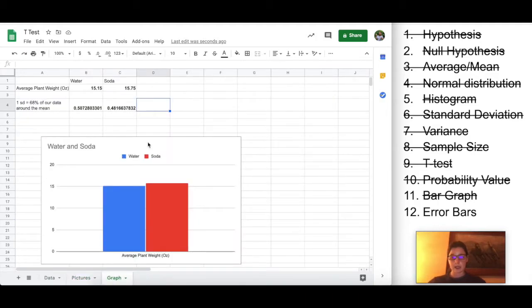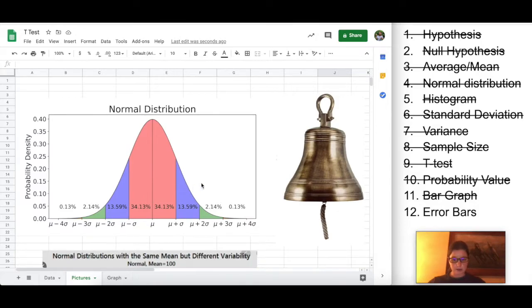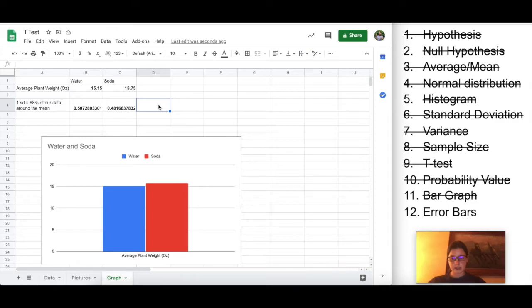Now, I would like to make error bars for more than 68% of our data. I would like to make error bars for 98% of our data, which is plus 2 standard deviations about the mean and minus 2 standard deviations. This collectively is 98%. So I'm just going to find 2 standard deviations, or 98% of our data around the mean. Here.